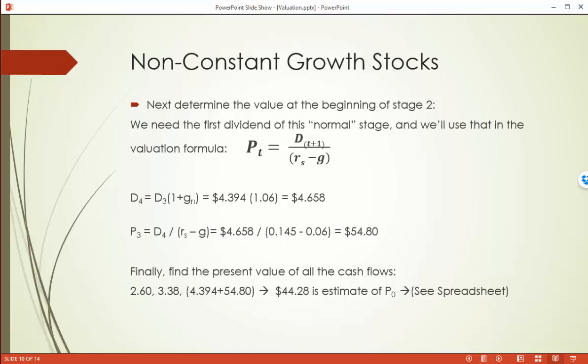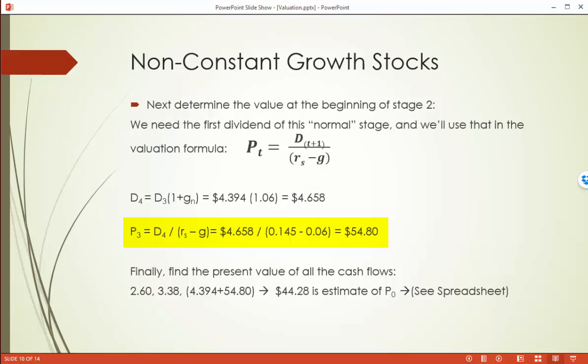So we're going to find the price at the end of time period 3. The price at time period 3 is going to be equal to the dividend at time period 4. We can find the dividend at time period 4 by taking the third dividend, D3, and multiplying it by 1 plus the normal growth rate. So we're going to multiply it by 1.06, and we get a value for D4 of $4.658. We're going to divide that by RS minus G.